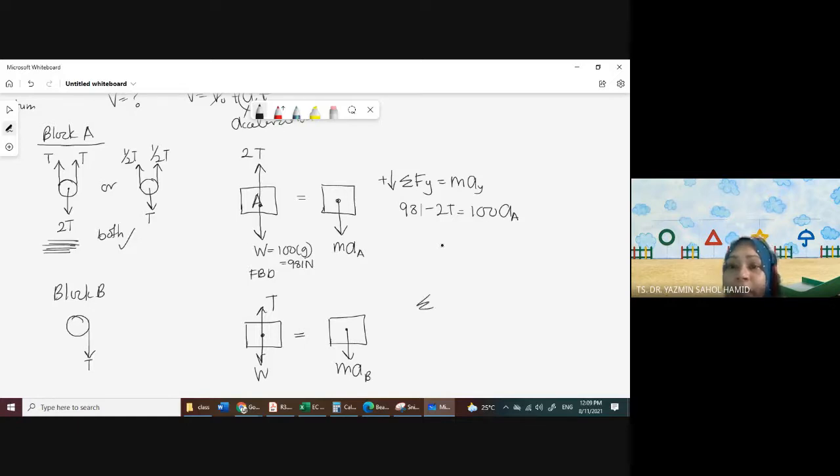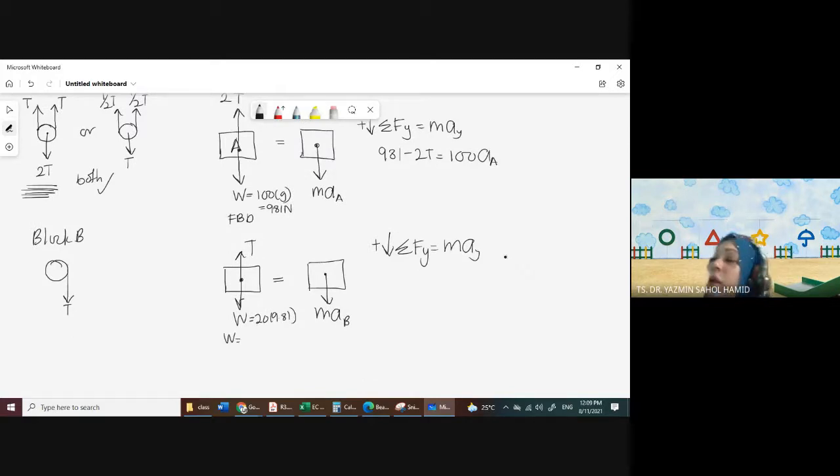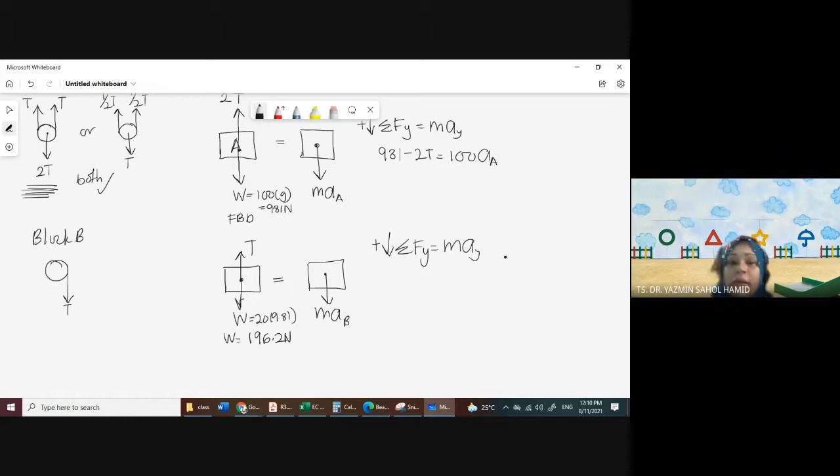So if you want to write down the equation, also it will be the same. We can assume positive going downwards. So it will be W. So what is the mass for block B? 20. Okay, 20 times 9.81 is how much? 196.2 Newton. Okay. Alright, so if we write the equation, it will be 196.2 and then minus T equals to 20 acceleration B. Okay.